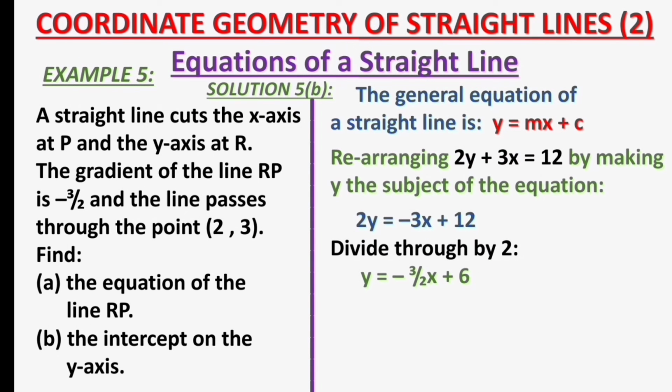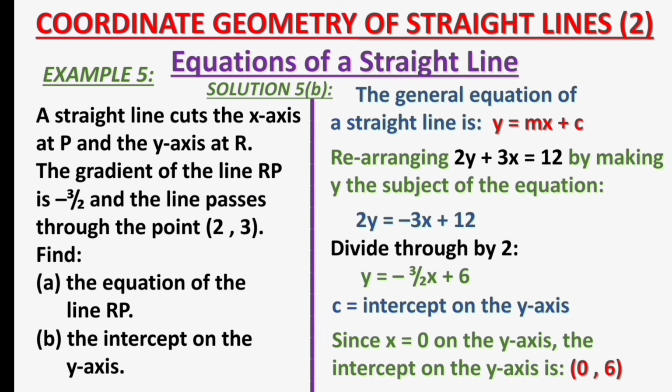The general equation of a straight line is y is equal to mx plus c. When we rearrange the equation of the line RP, which is 2y plus 3x is equal to 12, by making y the subject of the equation, we are going to get y is equal to minus 3 over 2 x plus 6.